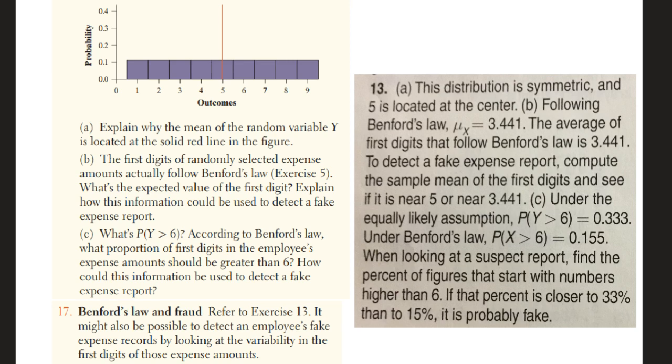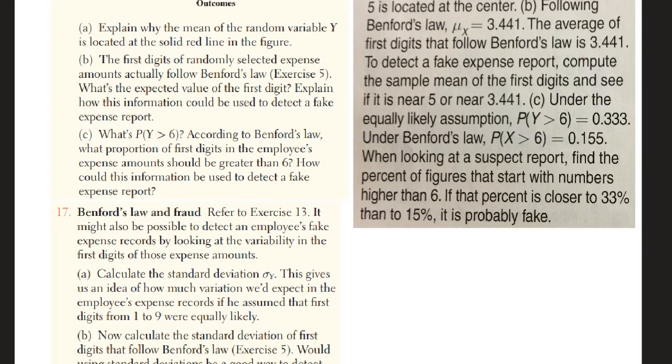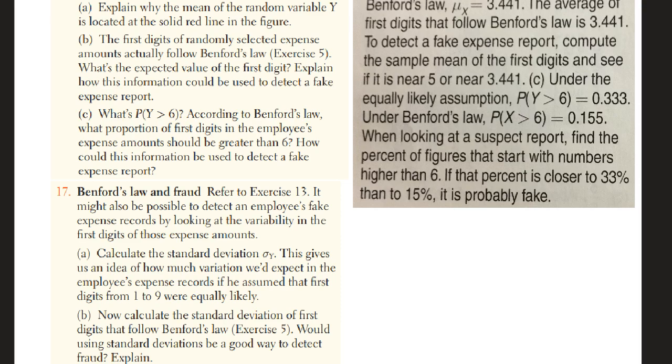So now if you actually follow Benford's law, what's the expected value? That's just asking what's the expected value of exercise 5. So this is the answer, but this just comes from multiply down, add across, and here's its interpretation. And then the standard deviation, number 17, I'll come back to the other one. 17, calculate the standard deviation of the first digits.